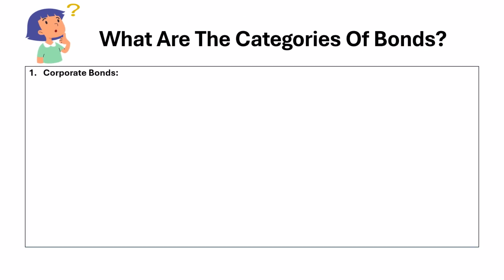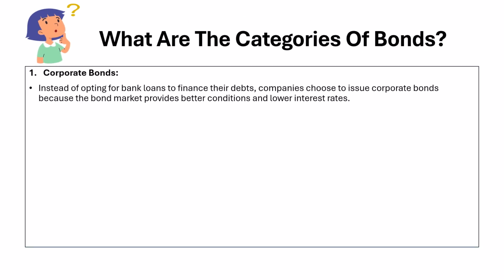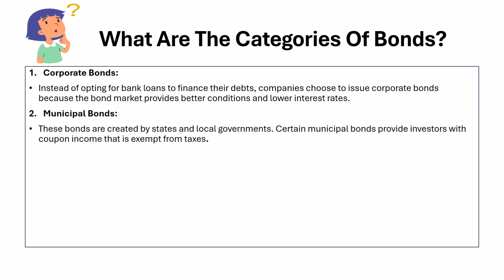Moving on, let's look at the four categories of bonds. The first one is corporate bonds. Instead of opting for bank loans to finance their debts, companies choose to issue corporate bonds because the bond market provides better conditions and lower interest rates. The second one is municipal bonds. These bonds are created by states and local governments. Certain municipal bonds provide investors with coupon income that is exempt from taxes.